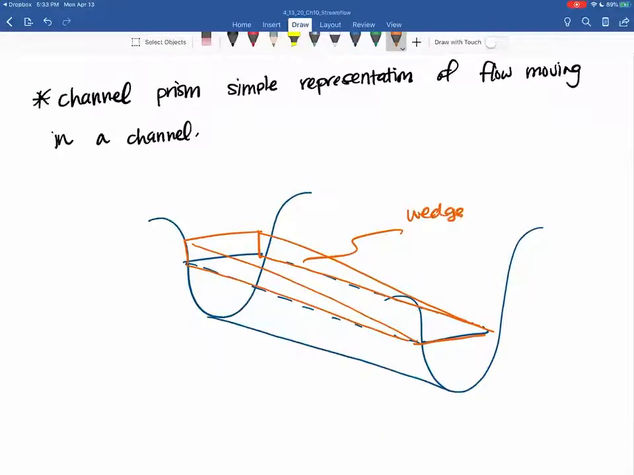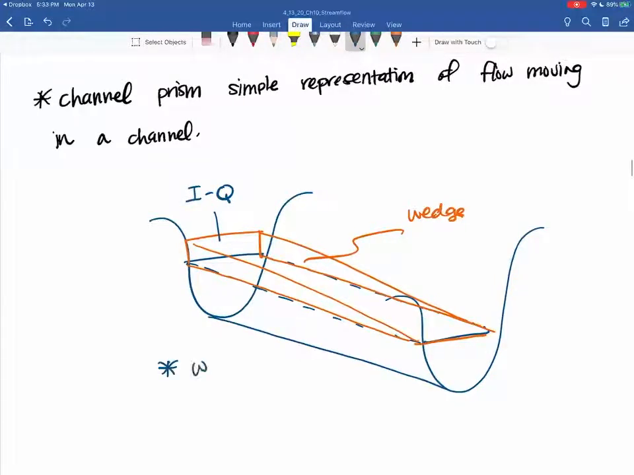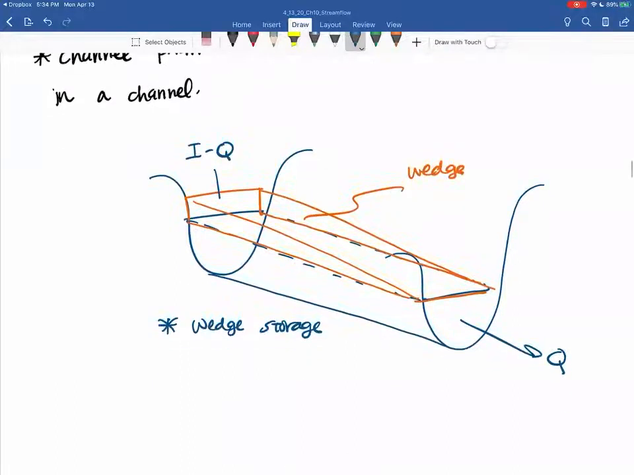Okay, so this wedge is essentially our inflow minus our outflow. It has some storage associated with it. So we have wedge storage. And we have some flow rate leaving the system. And what we're essentially trying to do is we're trying to guess the timing. So the timing it takes this prism to move from the upper extremities of the watershed to the exit. So the time it takes to travel from here to here. Does that make sense?